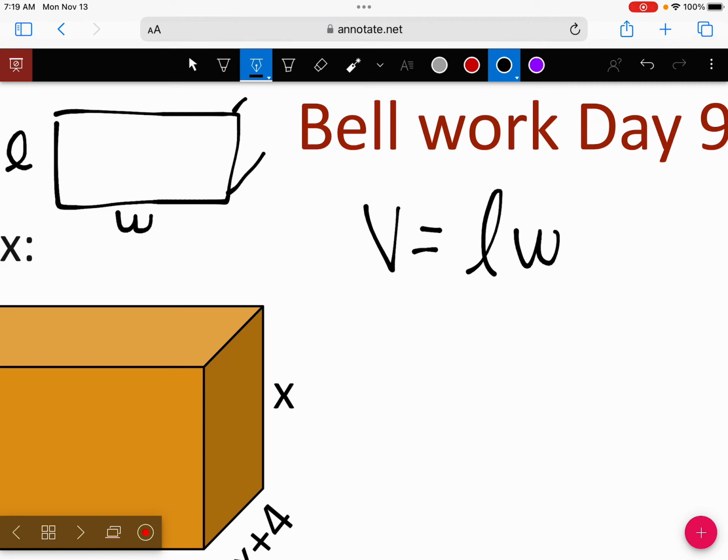For volume, it's length times width, then we just take our new dimension and multiply that on. Times height. This imaginary one is height. I'm good at drawing, y'all. Look at my beautiful rectangle. It's so pretty. So volume is just length times width times height.